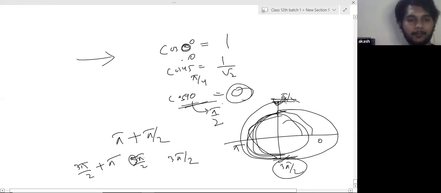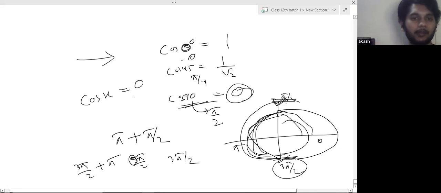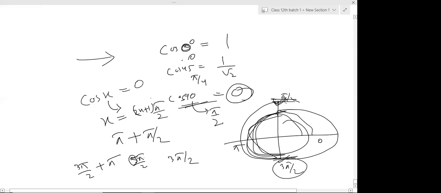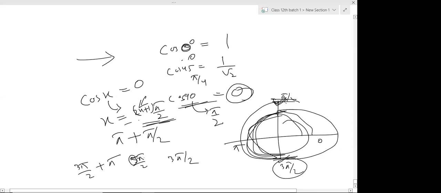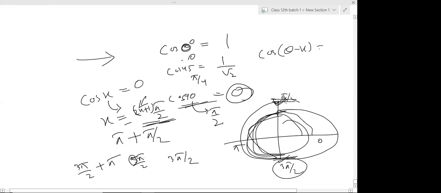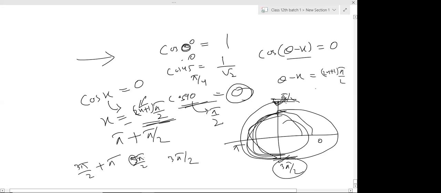Is this clear? So whenever you see that cos of some angle is 0, that means this angle must be equal to an odd multiple of pi by 2. This means you put the value of n and you will get different values for x. In the same way, we had the question cos theta minus x is equal to 0. So this theta minus x must be an odd multiple of pi by 2, which is the answer.